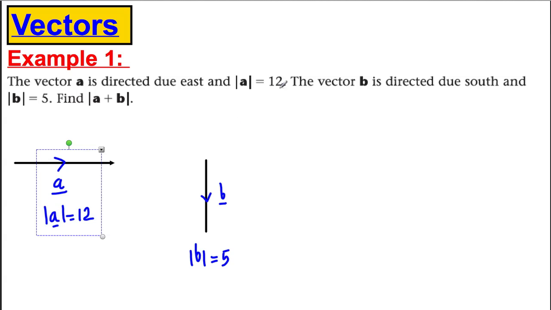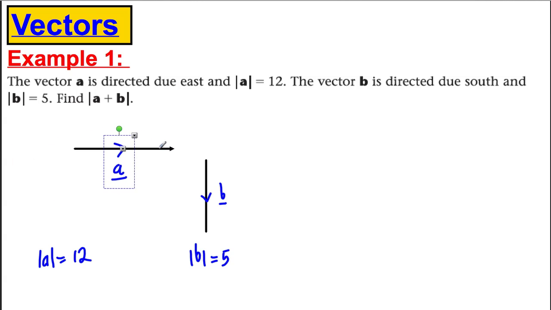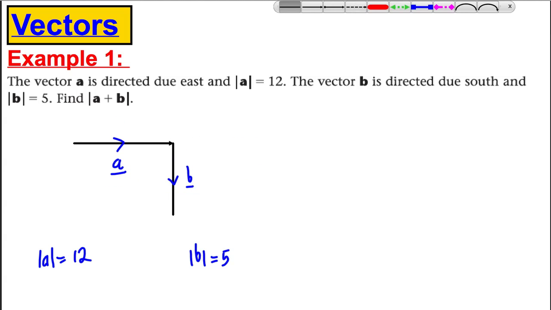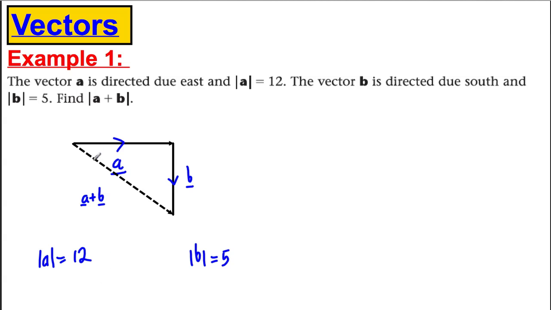Okay? It then asks us to find the modulus of A plus B. So before we try and find the modulus of A plus B, let's work out the vector A plus B. Now clearly the vector A plus B, if I take that and then I add that vector there, then A plus B must be this vector here. That must be the vector A plus B, clearly. Now, if you know the length of A is clearly 12 and the length of B is 5, and because this is due east and this is due south, there must be a right angle there, you could work out the length of A plus B.